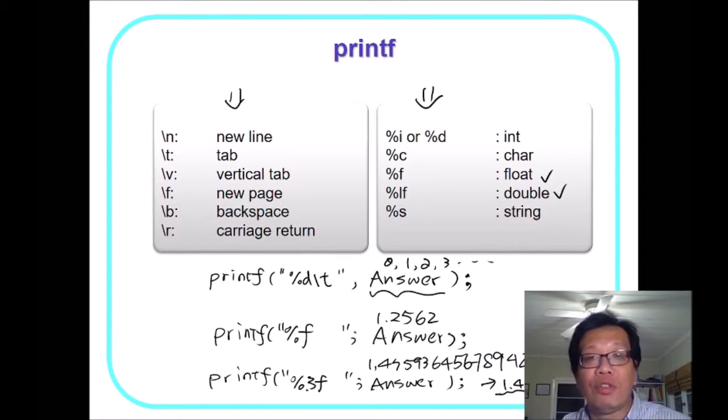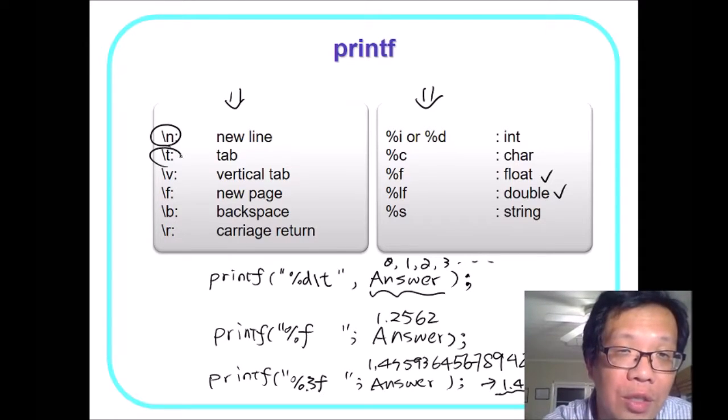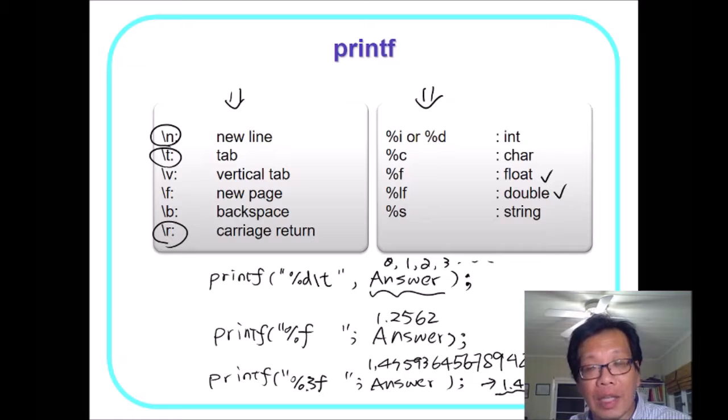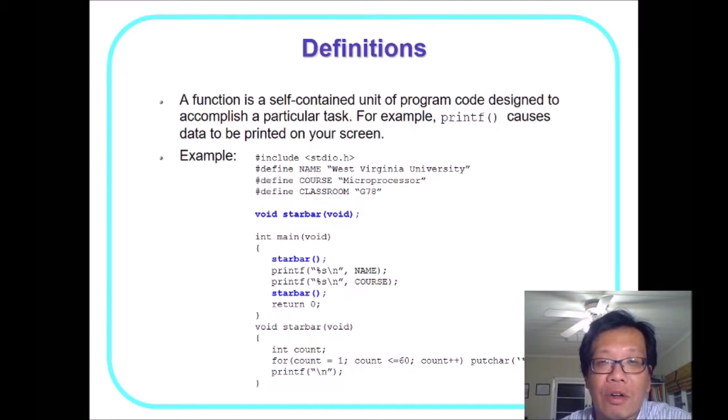If you want to jump vertically, then use \v. If you want to start a new page, then it's going to be \f. But typically these are the most common ones that we are dealing with in the C language. So this thing over here is going to be handy, and you might want to keep this somewhere so that you can look up how printf can be used in our program. But if you want to look up online, cplusplus.com can be a very good reference for this as well. Okay, let's talk about functions.